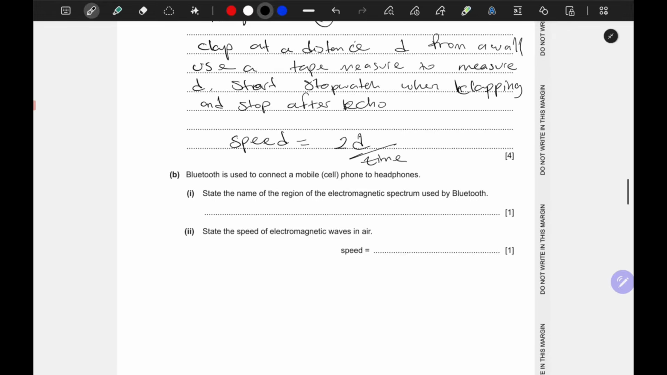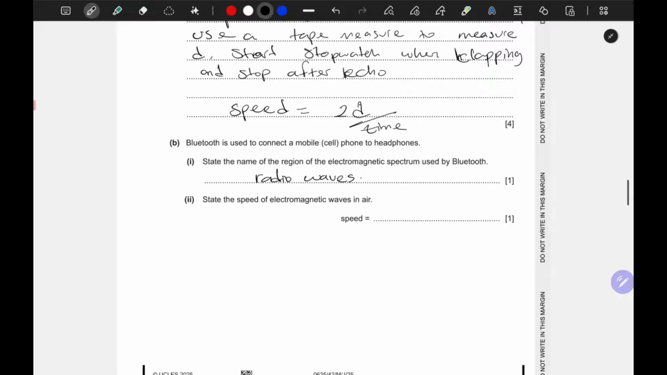Bluetooth is used to connect a mobile cell phone to headphones. State the name of the region of the electromagnetic spectrum used by Bluetooth. So Bluetooth uses radio waves. Mostly Bluetooth, Wi-Fi, they use radio waves. State the speed of electromagnetic waves in air. This speed is the same as the speed of light in air, which is 3 times 10 to the power of 8 meters per second.